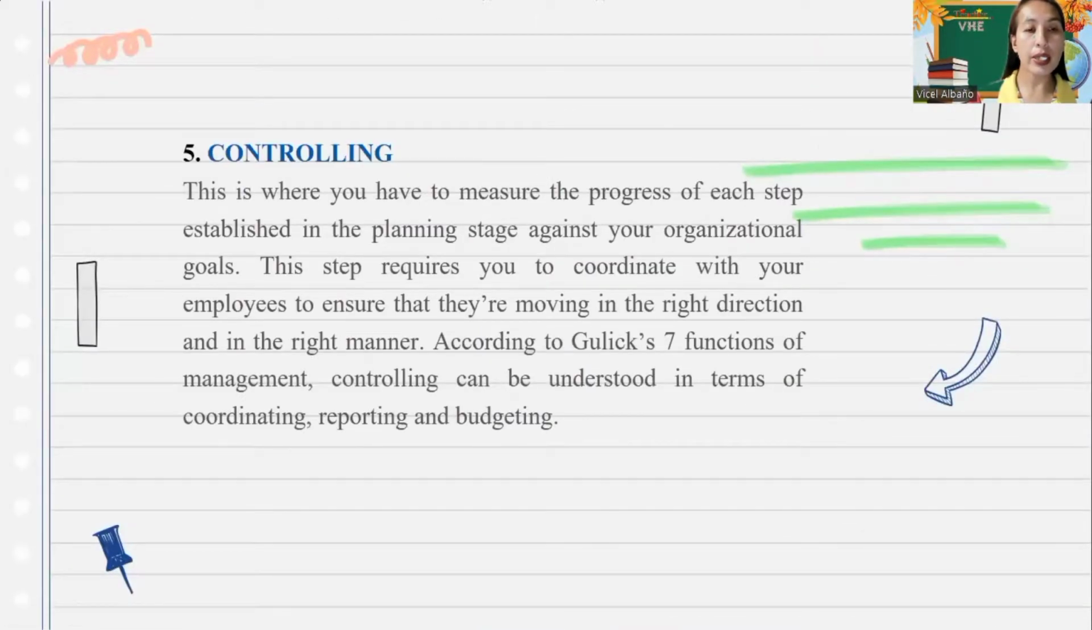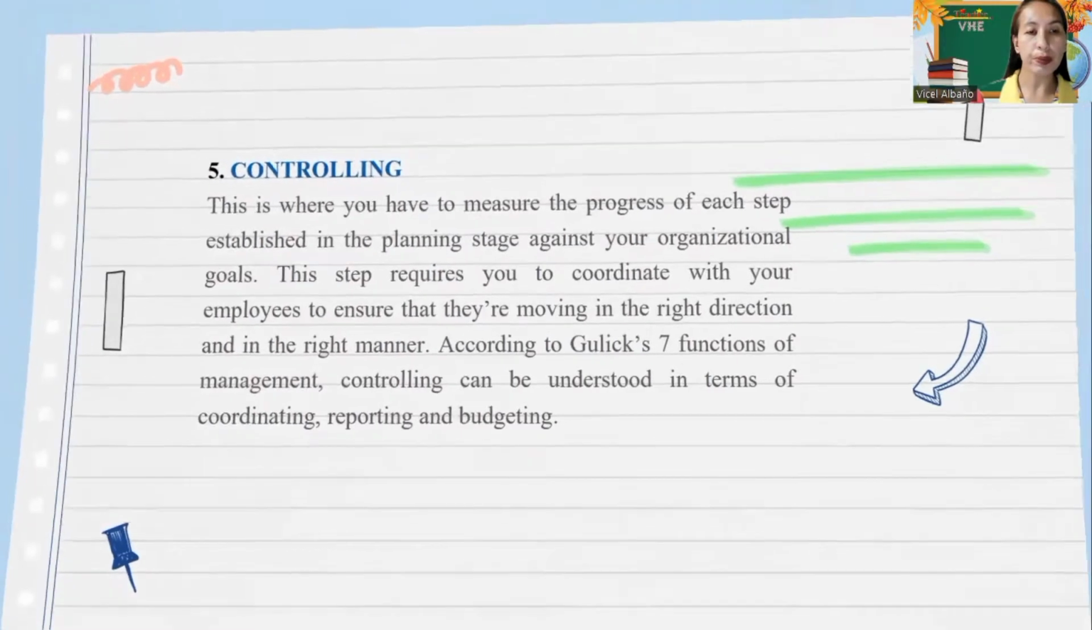So the next is controlling. This is where you have to measure the progress of each step, established in the planning stage, against your organizational goals. This step requires you to coordinate with your employees to ensure that they're moving in the right direction in the right manner. According to Gulick's seven functions of management, controlling can be understood in terms of coordinating, reporting, and budgeting.